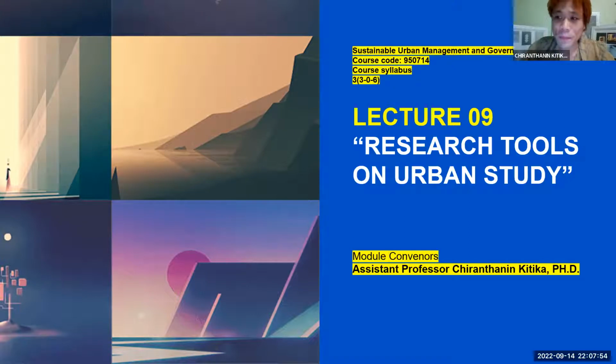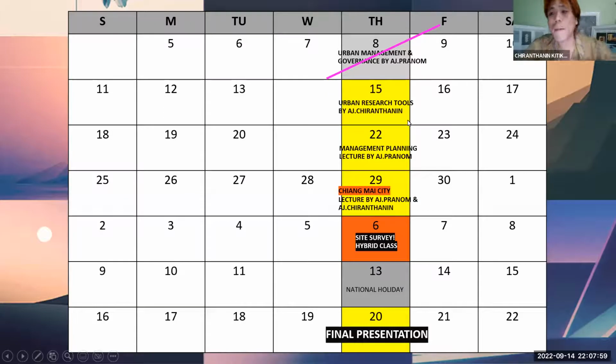Before we jump into that, I just want to remind you that we don't have much time in this semester. We will have 4 weeks and then it's over. This week I will talk about urban research tools. Last week we already talked about urban management and governance with Ajahn Pranom. Next week Ajahn Pranom will be back again to talk about management planning. And for the next 2 weeks, Ajahn Pranom and I will gather together and have a conversation about Chiang Mai City. So we will jump into Chiang Mai City as the case study.